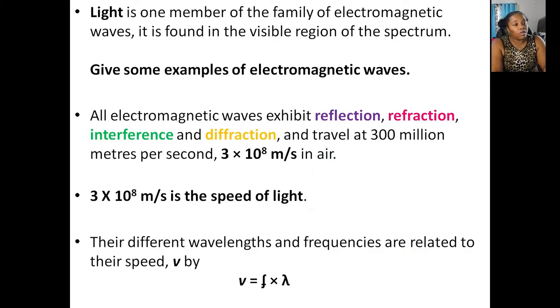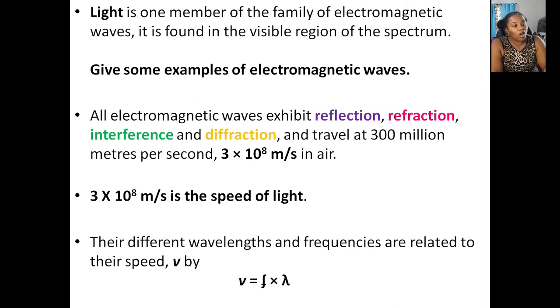Light is one member of the family of the electromagnetic waves. It is found in the visible region of the spectrum. So give some examples of electromagnetic waves. Correct. Gamma, X-rays, ultraviolet light, microwaves, radio waves, infrared rays.